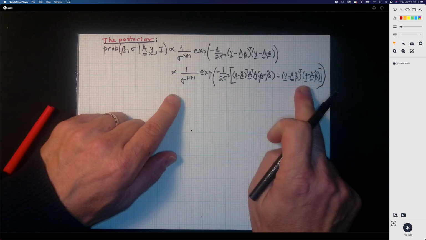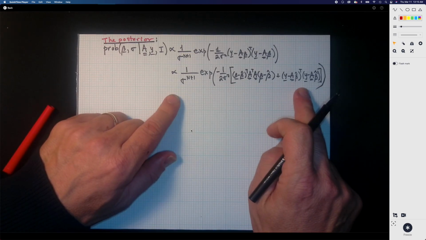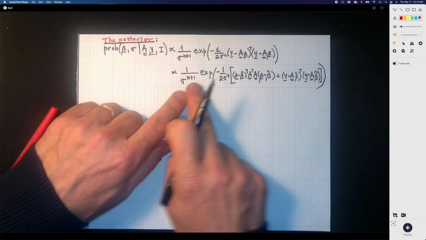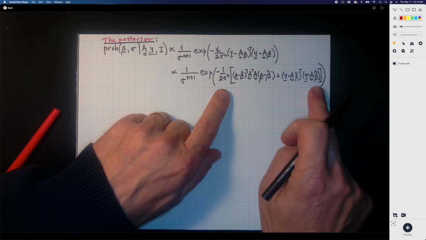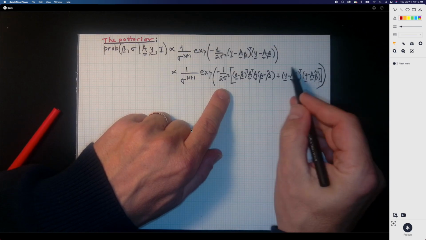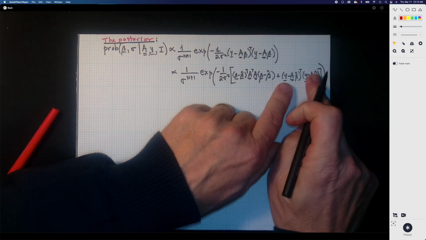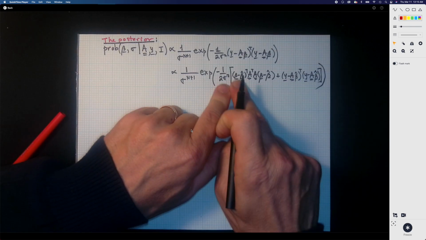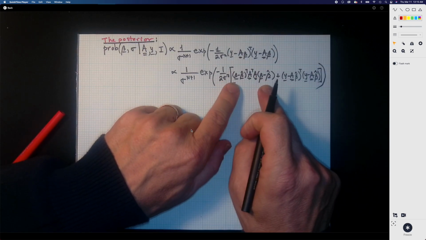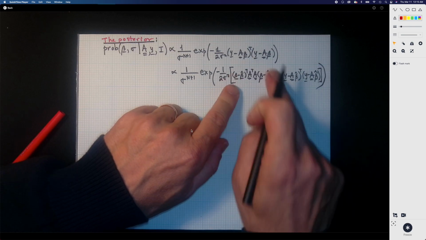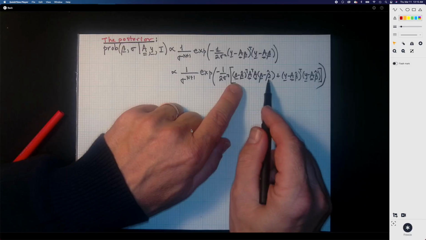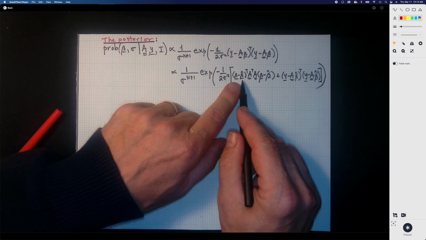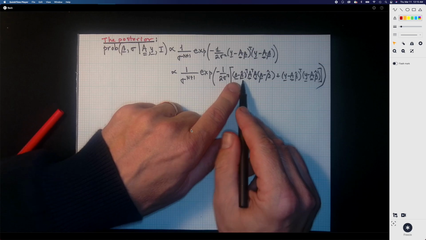Now if we look at this expression, it's easy to see what the most probable value of beta is. This thing is going to be maximized when this exponent is minimized. This is a sum of squared terms, so it's always positive, and this is also a sum of squared terms, which is also positive. So the smallest value this can have is 0, and that's going to happen when beta is equal to beta hat. So beta hat, which is the solution to the normal equations, is going to be the most probable value of beta.